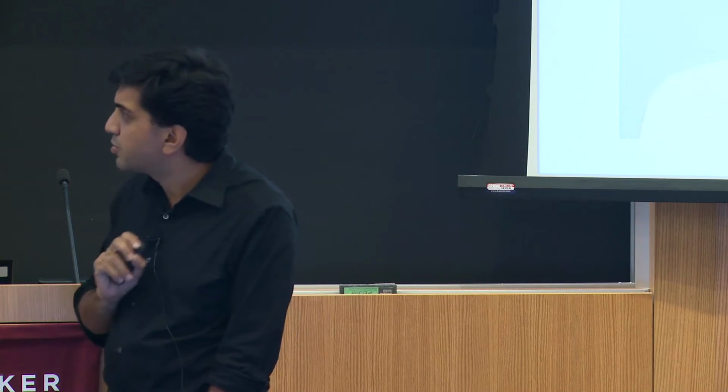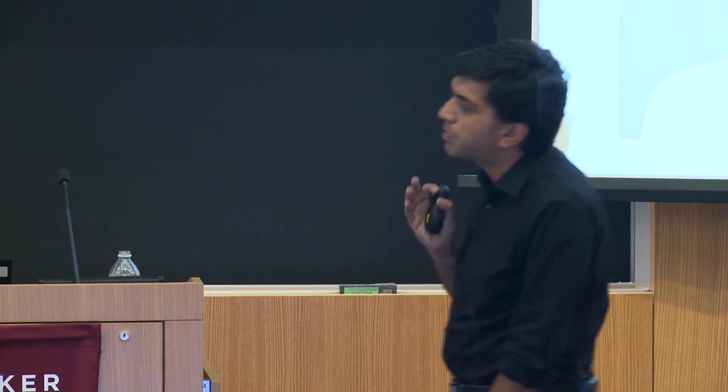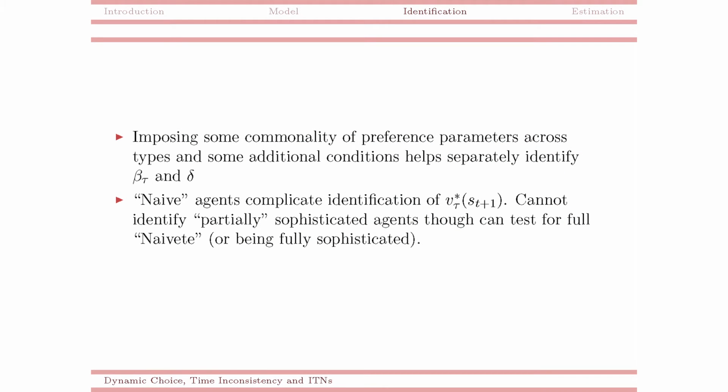Another problem in this model is that in the literature there's a view that agents aren't completely naive or completely sophisticated, but instead they're partially naive. That's something else we can't allow for within this model right now. We can test for full naivete or full sophistication, but we can't allow for partial naivete.